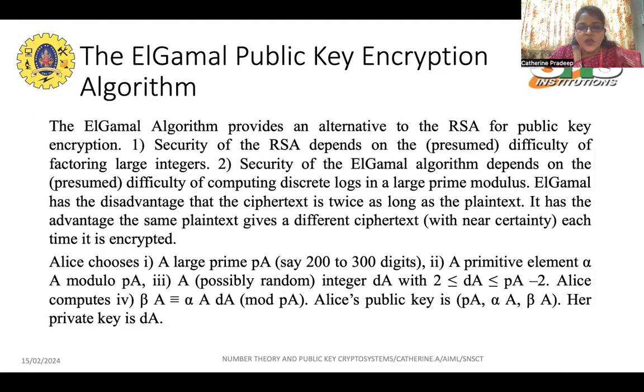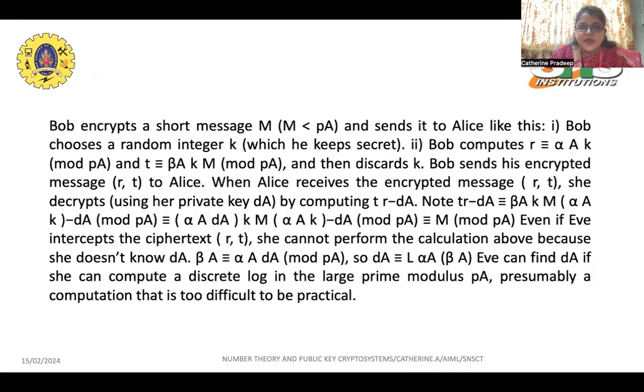In public key cryptosystems, as you know, you have to generate two keys, the public key as well as the private key. Here Alice's public key is PA, alpha A and beta A, whereas she keeps her private key as DA. Bob encrypts a short message M such that M is less than PA and sends it to Alice like this.